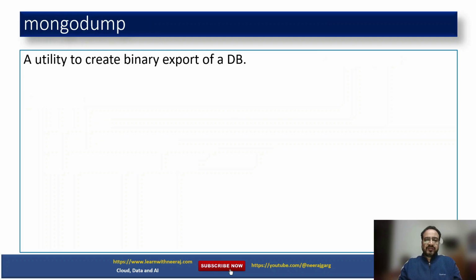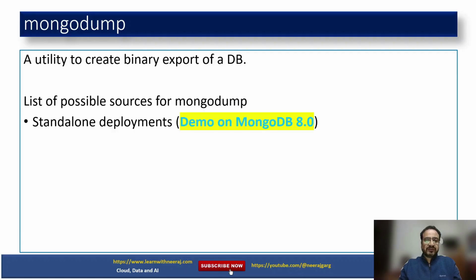What is Mongodump? It is a utility to create a binary export of a DB. So you cannot read it like you can read JSON. It will be a BSON file, which is the binary version of that. The possible sources for Mongodump include a standalone deployment, and I'm going to show you how to back up MongoDB 8 data in this particular video.